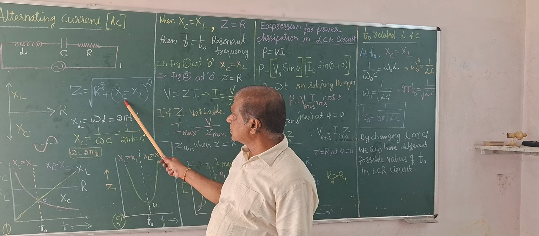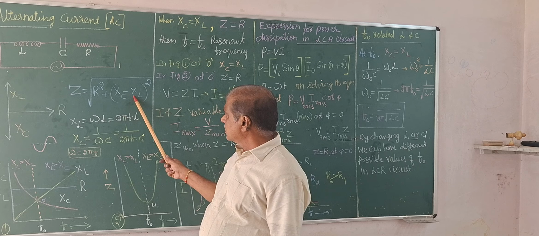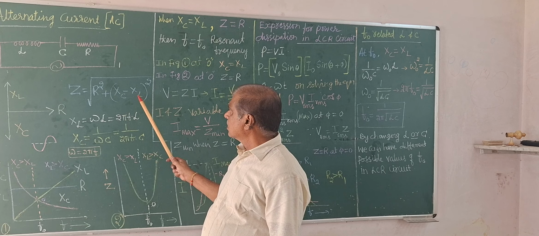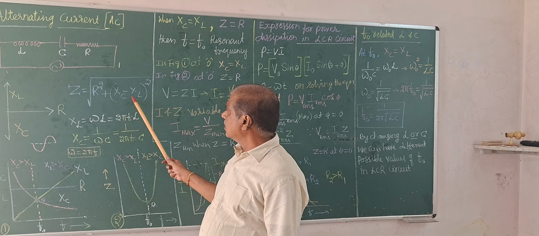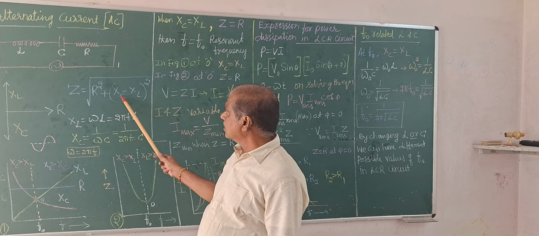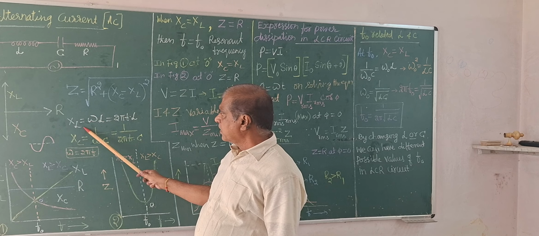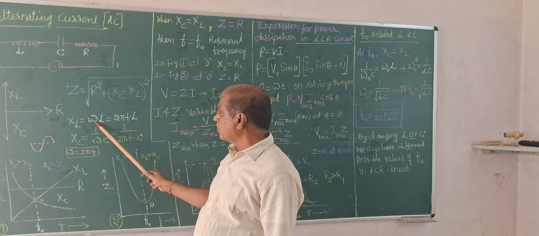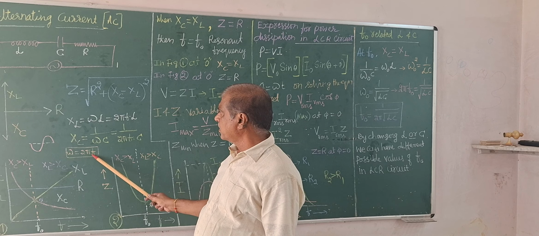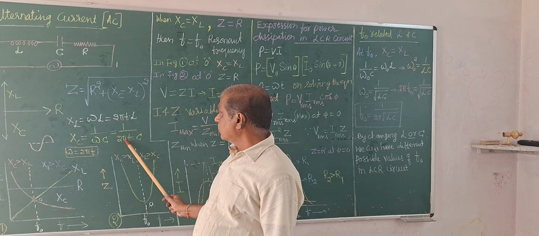Now look at this equation. This Xc is called capacitive reactance, resistance offered by the capacitor. This XL is called inductive reactance, resistance offered by the inductor. And these are defined, recall the previous one, by this equation: XL is equal to omega L, and omega is equal to 2 pi f, so 2 pi f L. Xc is equal to 1 by omega C, 1 by 2 pi f C.